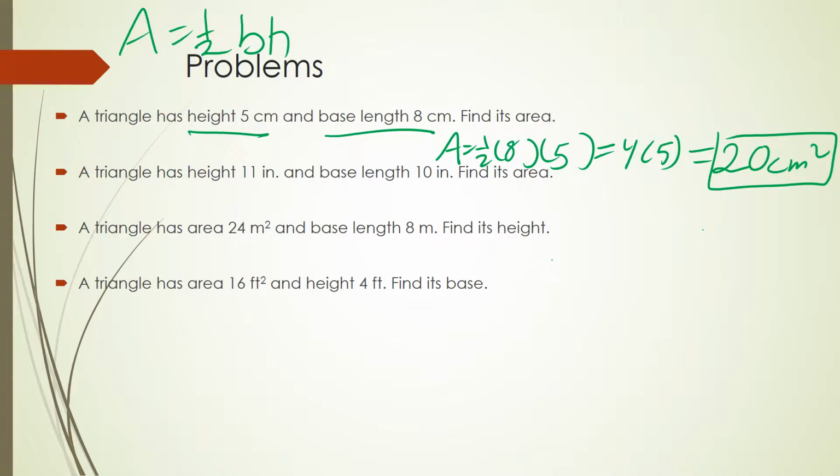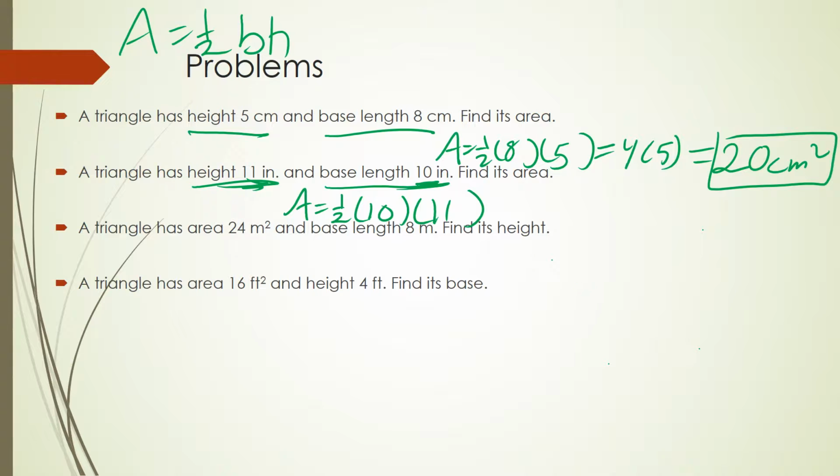For the second one, it tells us that it has a height of 11 and a base of 10. Again, we have that the area is 1/2 base times height. So again, we can come in and say, all right, my area is 1/2 whatever the base is times whatever the height is. And my base is 10 and my height is 11. So just come back in and fill those in later.